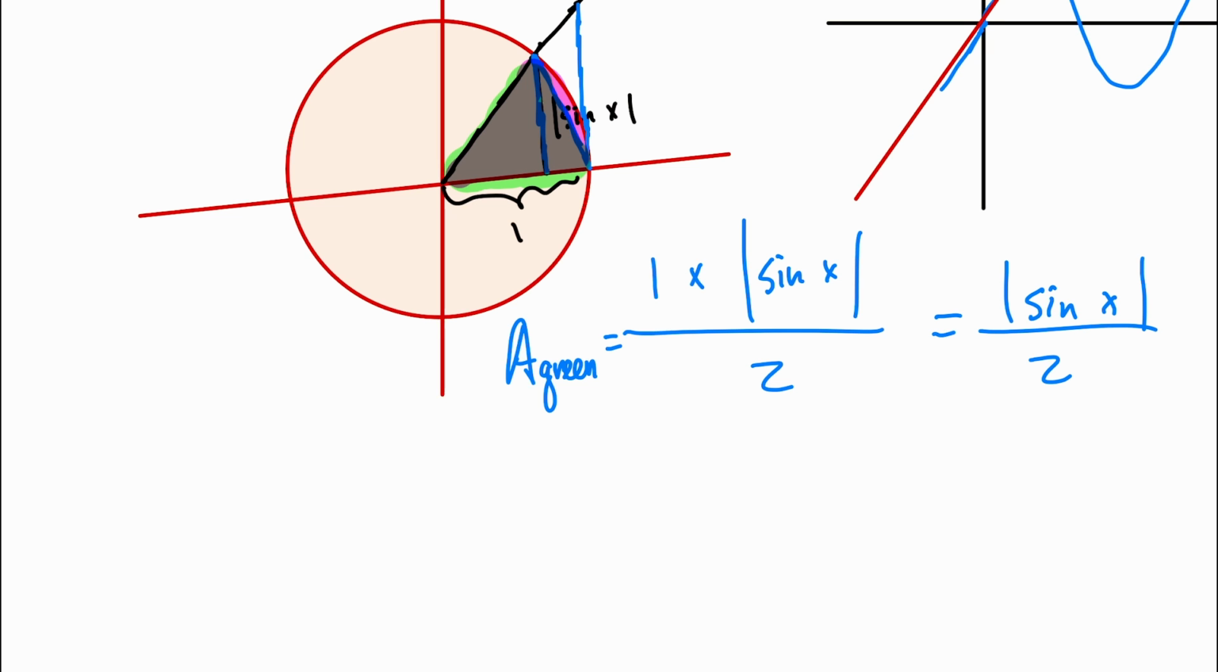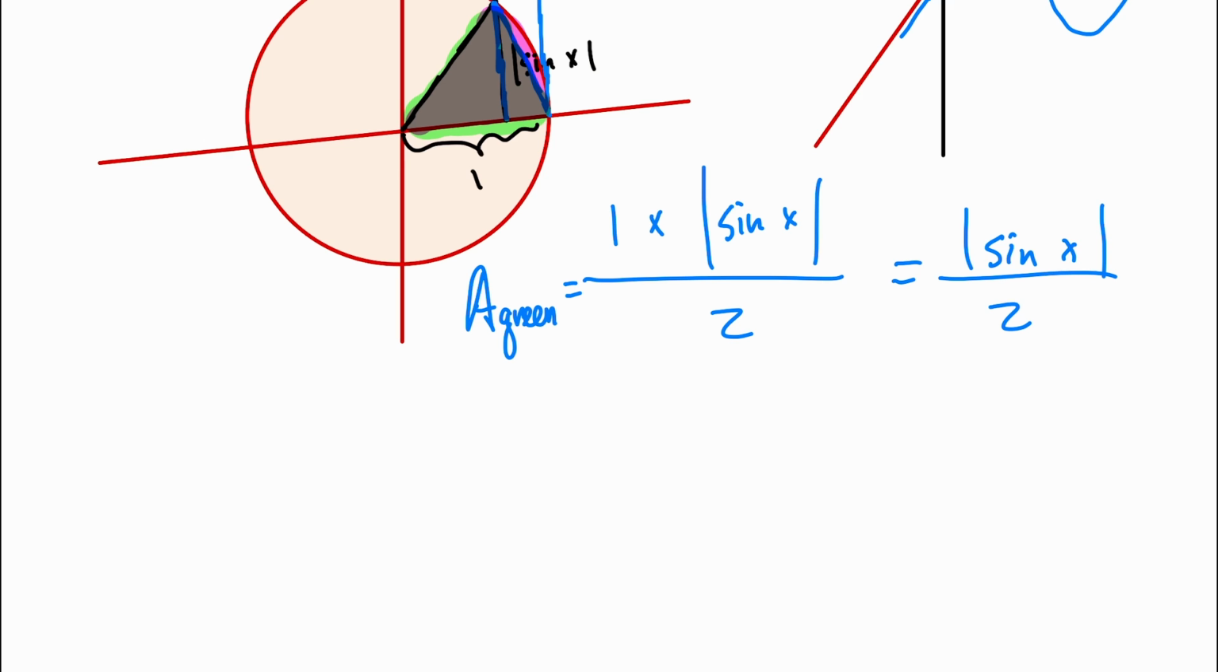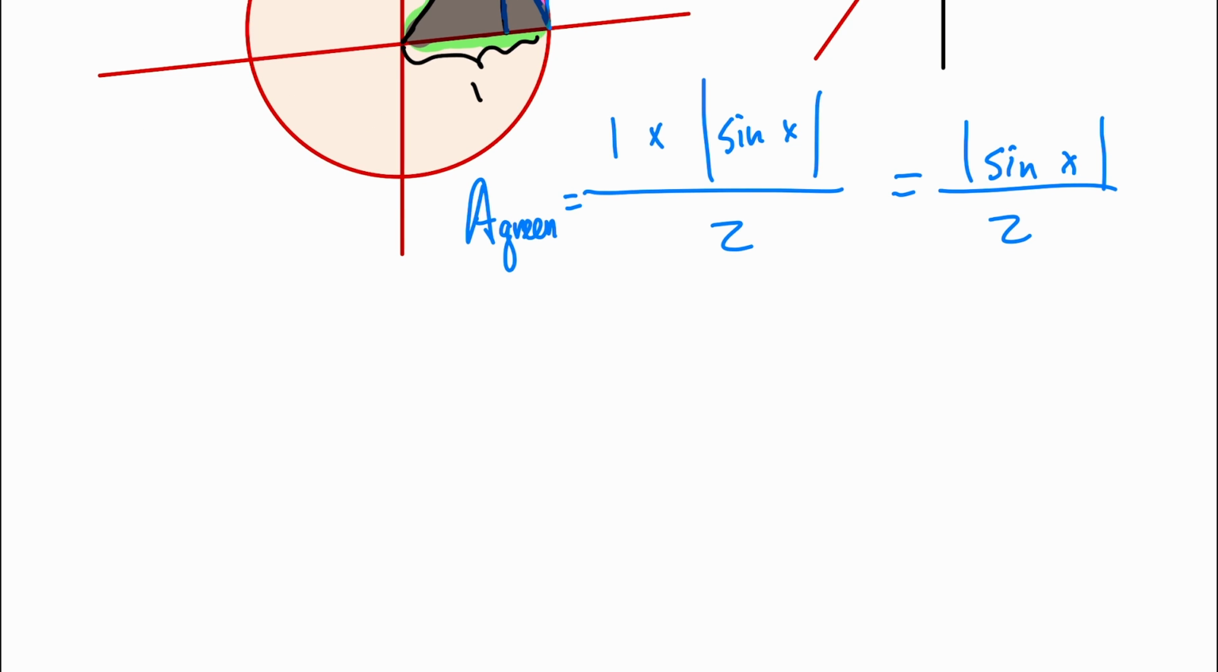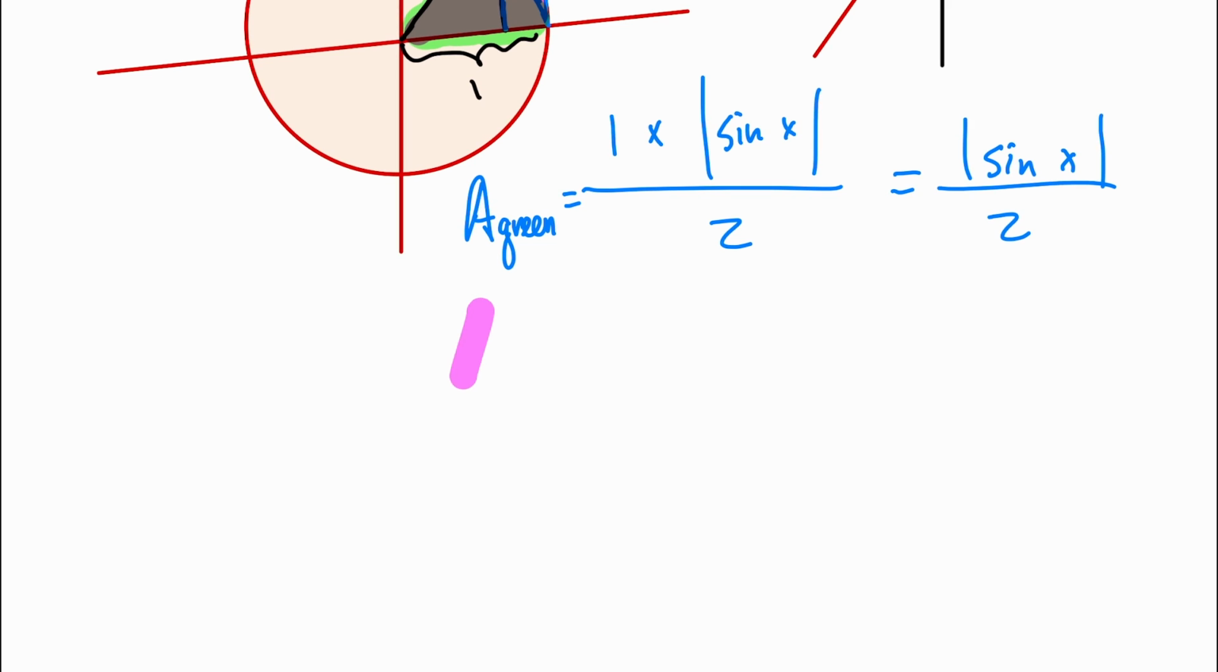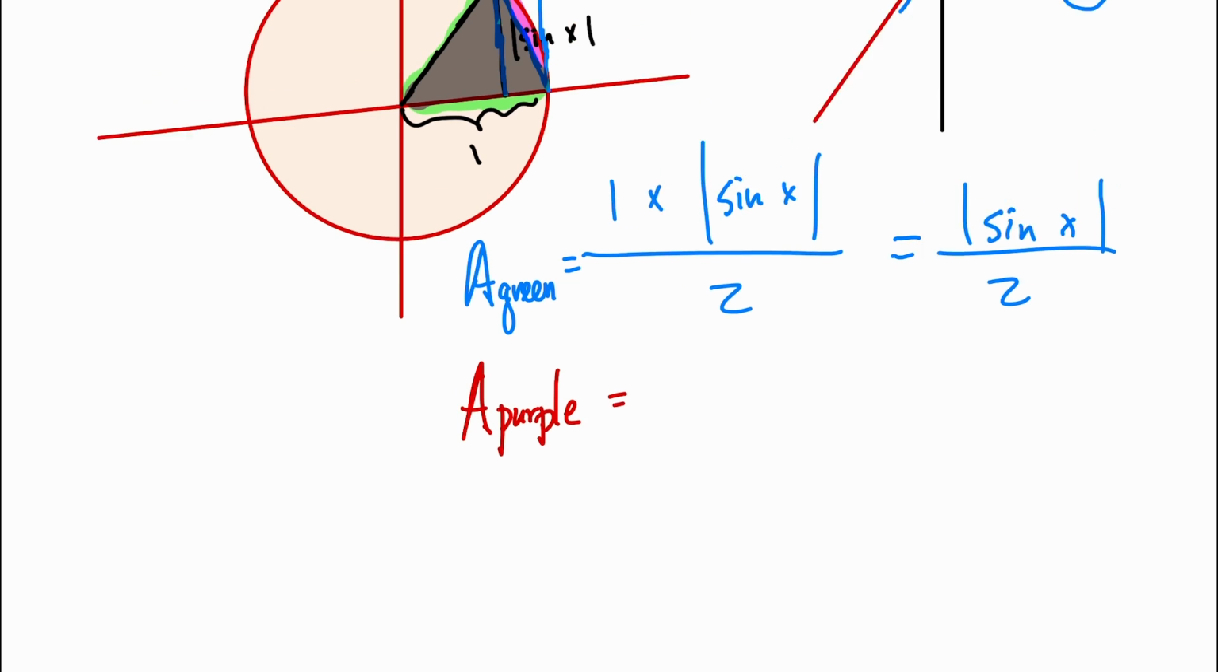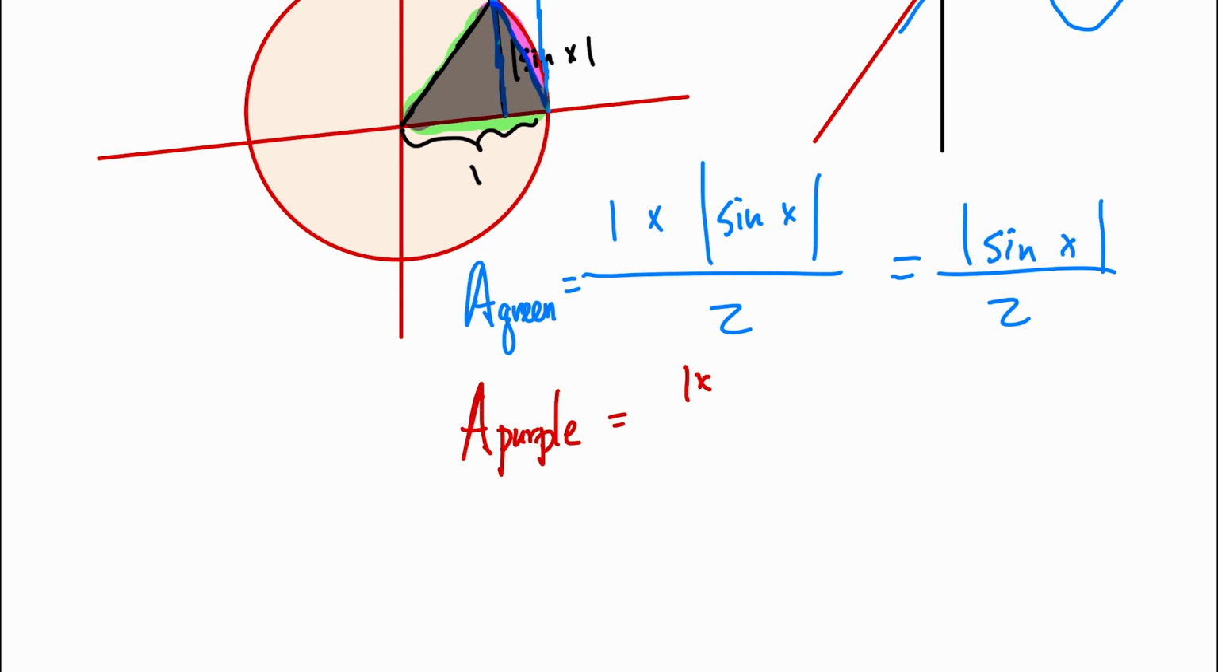this area over here is actually an arc with the central angle, right? And the central angle is just simply x. And this is a unit square, so we can get that A purple is equal to the absolute value of x over 2.